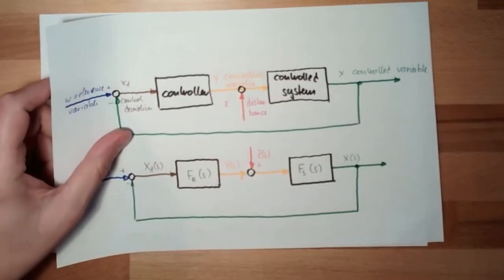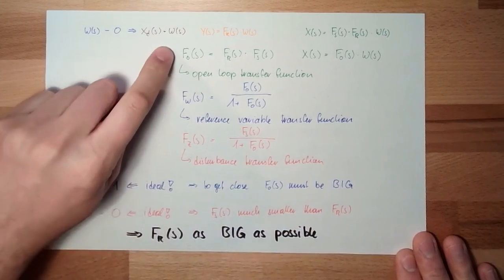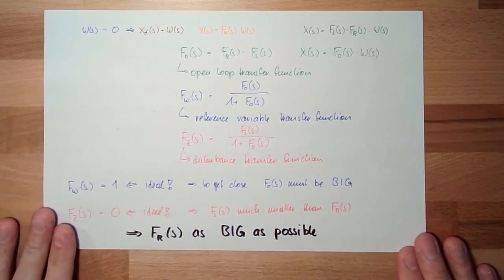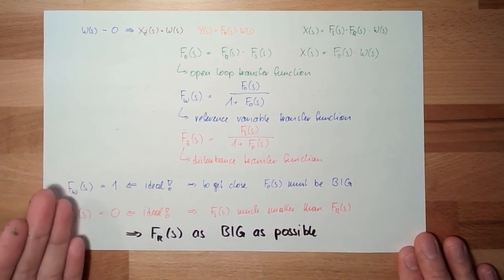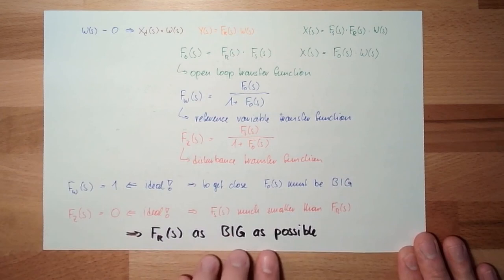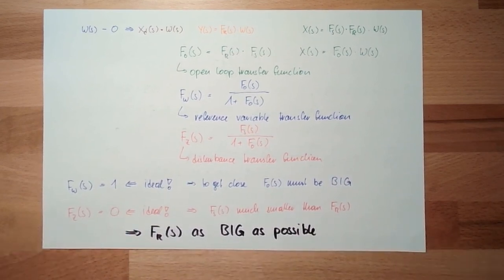This was our model. These were our transfer functions. These were the ideal, what we want to have ideal. And to reach this ideal point very closely, FR has to be as big as possible. That's it. That's the analysis of our control loop.